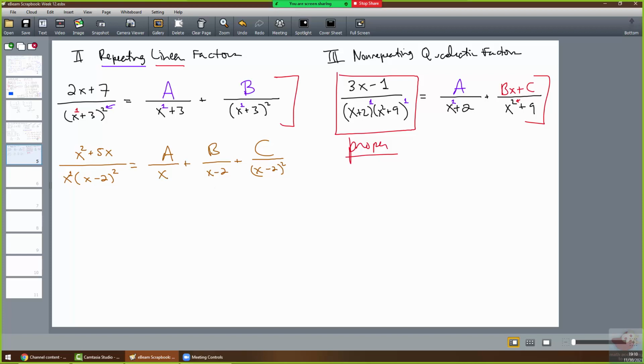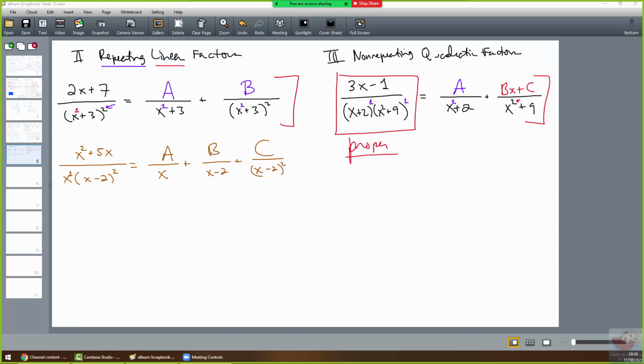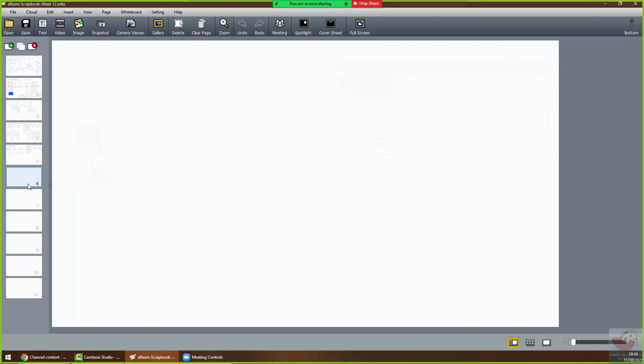That is 9-8. Let's talk about 10-1. Parabolas.